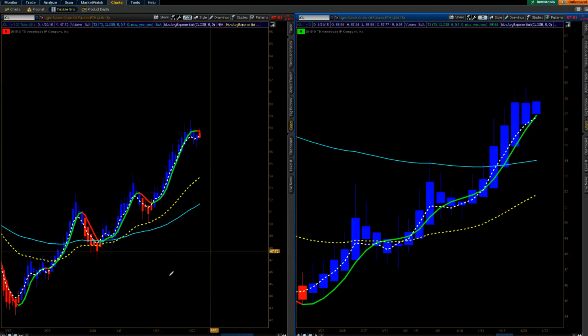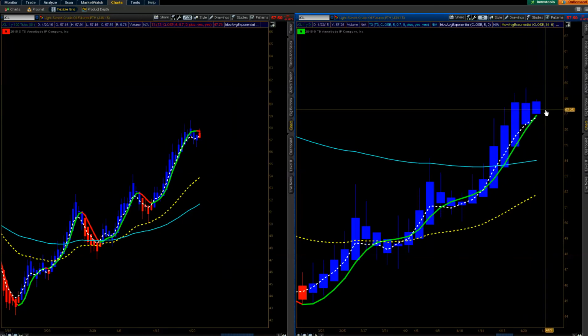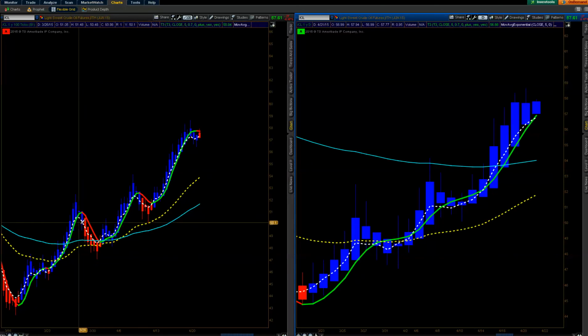Nice healthy ticks. And if we jump over to the 100-tick range chart, the question is as well, this continues to run up, how do I get in on this? Well, you look for pullbacks, just like we see here. Solid Heikin Ashi bars coming back down and then pushing back upside.